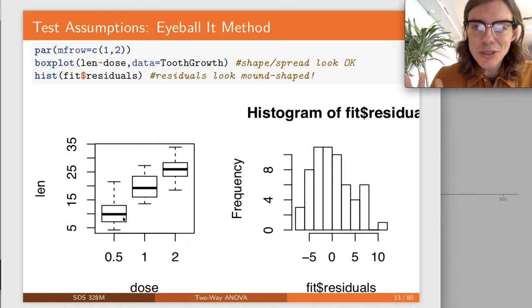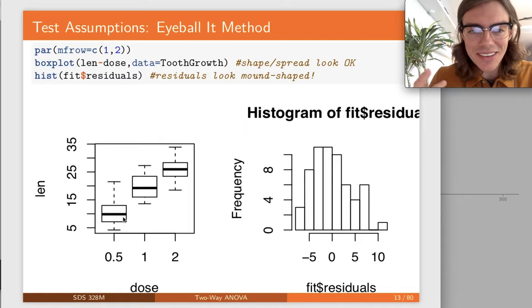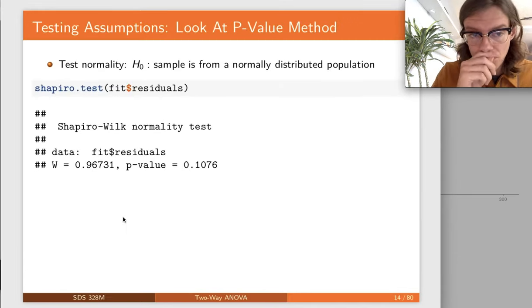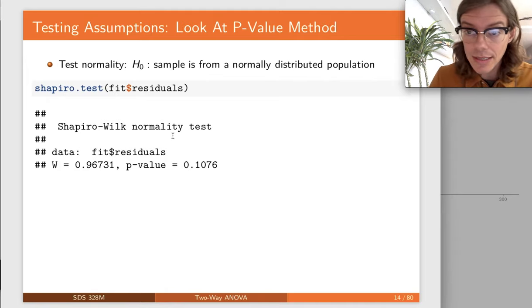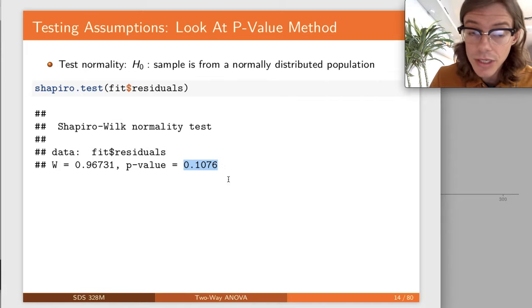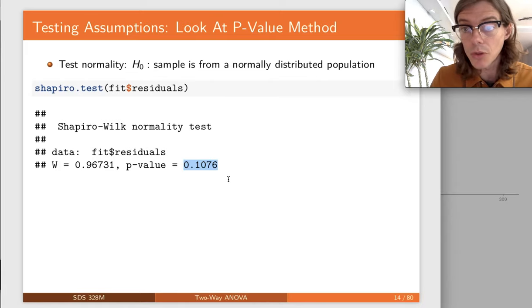But eyeballing stuff, it's not super satisfying. And students are always like, I hate looking at these plots. I can't tell, does it meet the assumption? It's right on the cusp. So if you want hard and fast tests, you can use that Shapiro-Wilk test on your residuals to see if the normality assumption is met. And of course, the null hypothesis is that the sample comes from a normal population. So here we run that, we do the Shapiro test on the residuals, and it's giving you a p-value of 0.1, right? So you can't reject the null hypothesis that the data come from a normally distributed population, which is good. That means you meet the assumption, right?